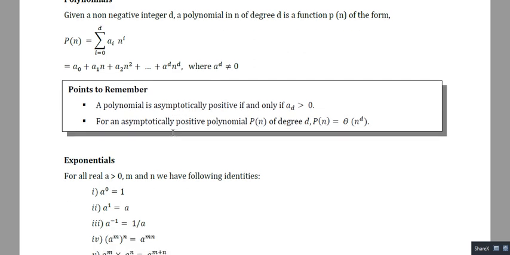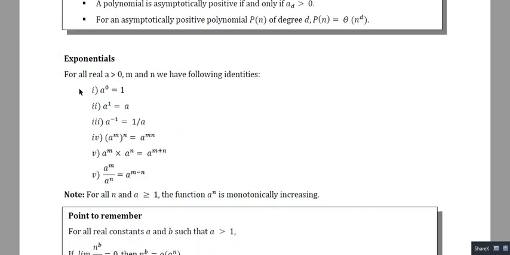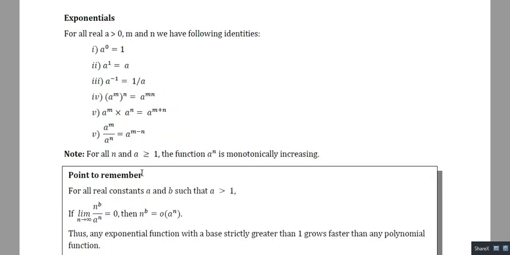Now these are the simple properties of exponential functions, and you all know this from your school days. a power 0 is equal to 1, a power 1 is equal to a, a power minus 1 is equal to 1 by a, a power m bracket power n is equal to a power mn, a power m into a power n is equal to a power m plus n, and a power m by a power n is equal to a power m minus n.